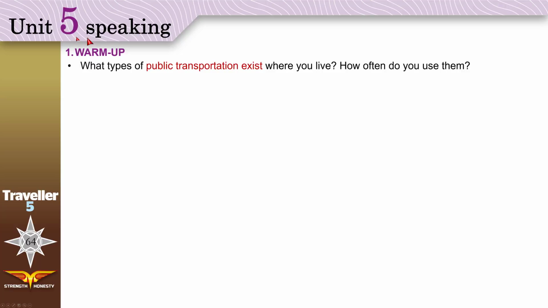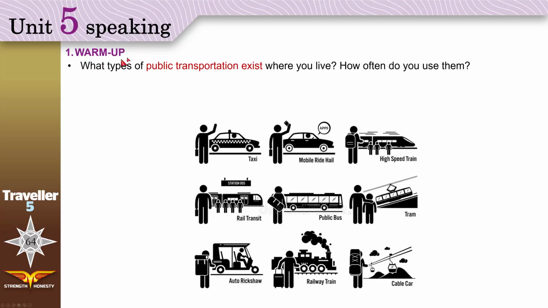Unit 5 Speaking 1. Warm-up. What types of public transportation exist where you live? Public transportation is when you go to places not in your own car. You use a taxi or a bus or an underground service. Exist means you have it where you live. And how often do you use them?